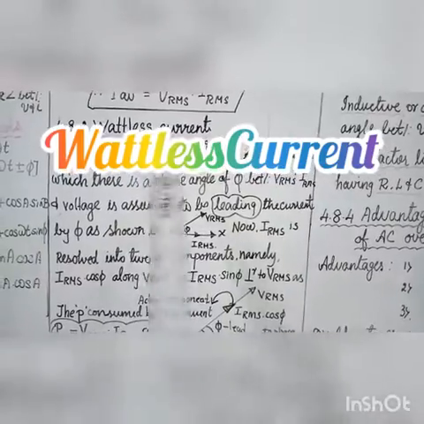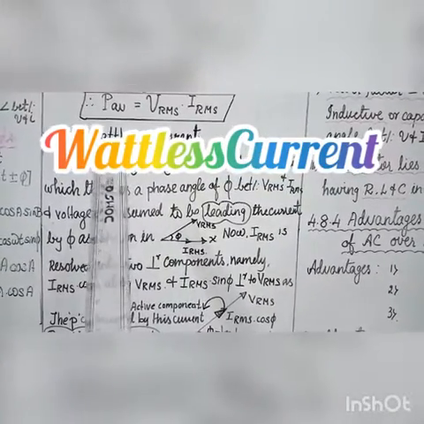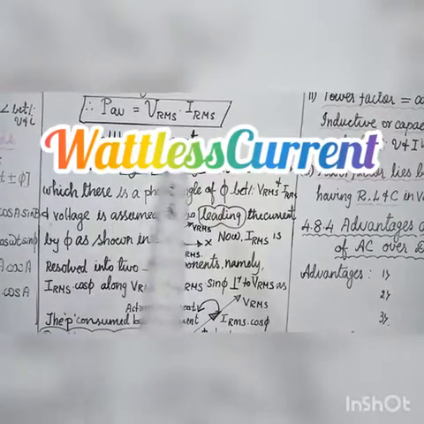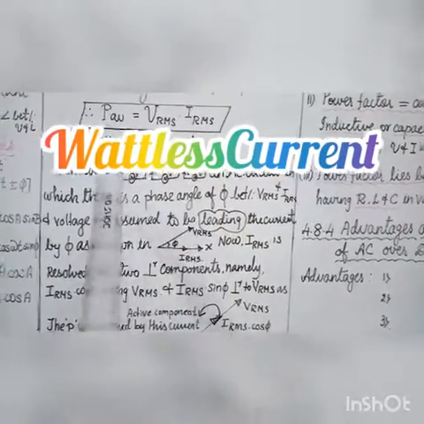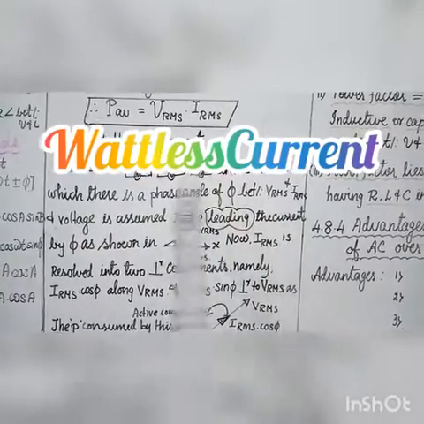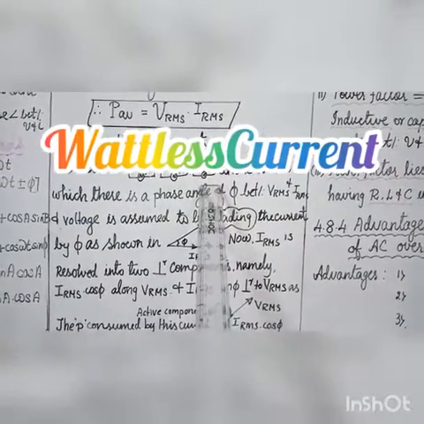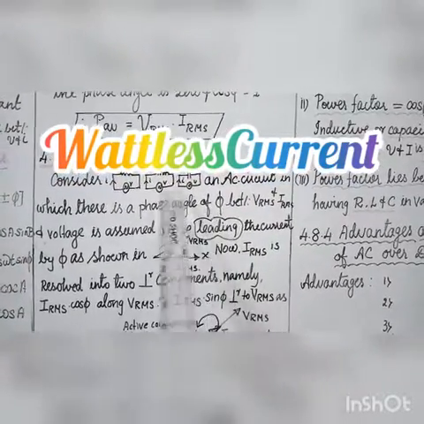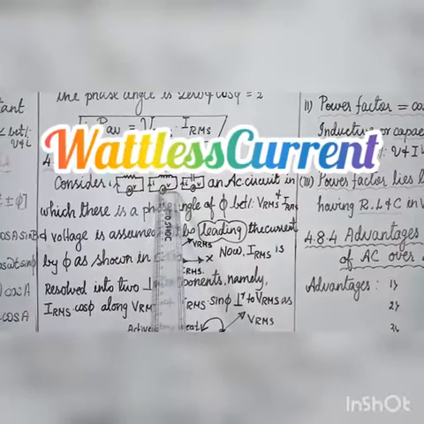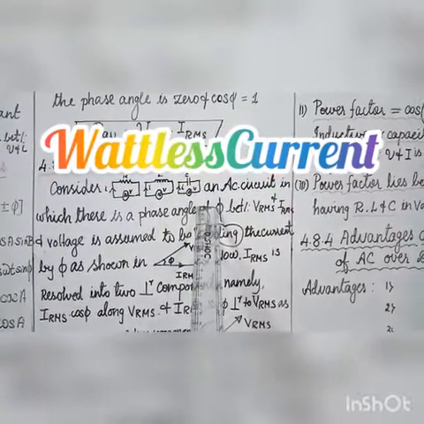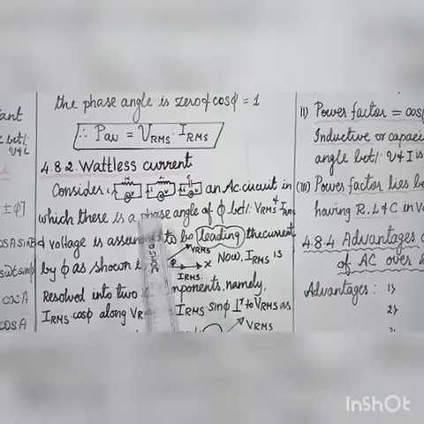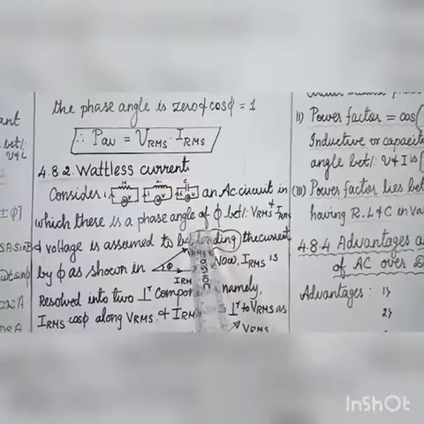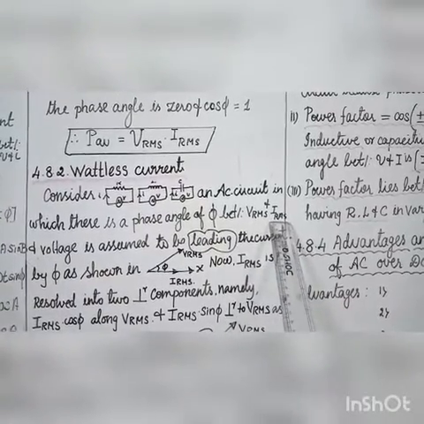Next topic, wattless current. What is a watt? Watt means unit of power. Less means without. Wattless current. Consider an AC circuit with resistor, inductor, and capacitor, in which there is a phase angle of phi between current and voltage. The power P is equal to V into I in a DC circuit. In an AC circuit, power P is equal to Vrms and Irms cos phi.